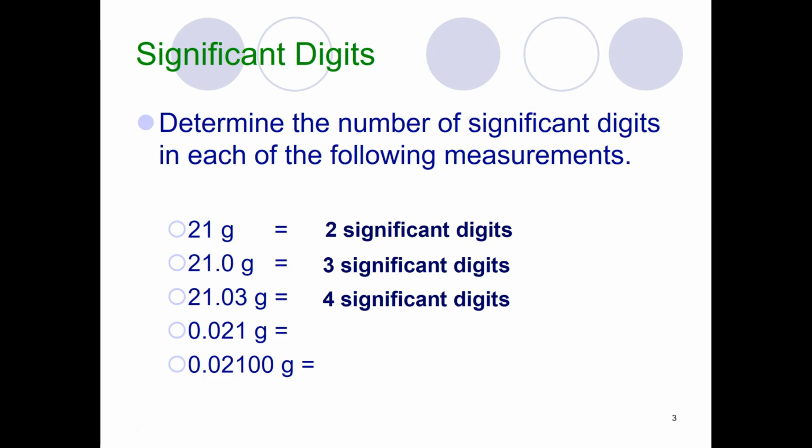My next measurement, 0.021 grams. So the 2 things I'm looking for: where are the zeros? Are they at the beginning, or the end, or the middle? In this case, they're at the beginning. They're on the left. And can I see the decimal point? Well, it turns out zeros on the left, it doesn't even matter if you see a decimal point. They're never significant. Because I could write this in scientific notation as 2.1 times 10 to the negative second.